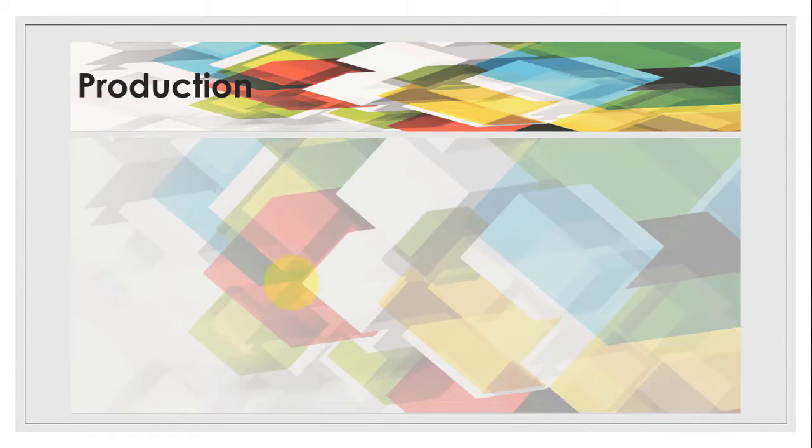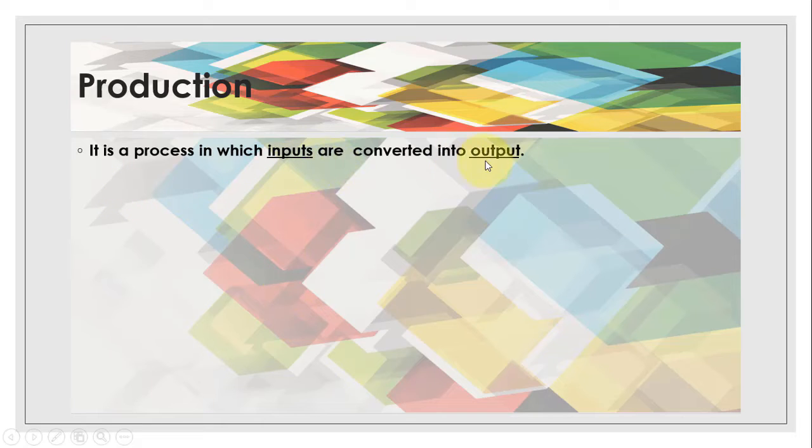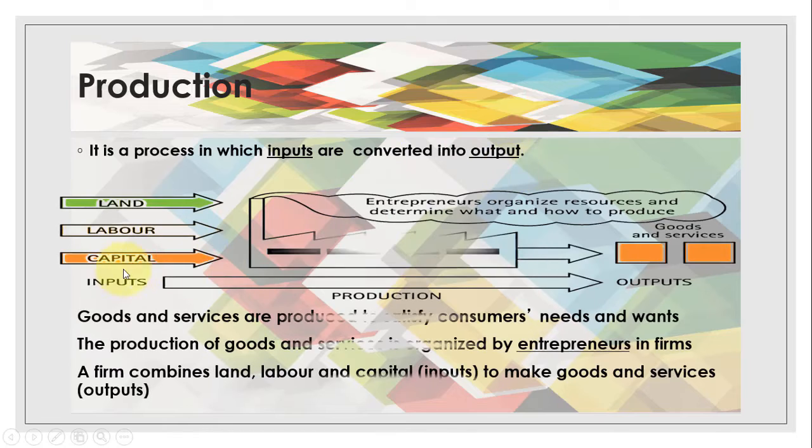Production. Production is a process in which inputs are converted into output. It is a very basic meaning. Goods and services are produced to satisfy consumer needs and wants. The production of goods and services is organized by entrepreneurs and firms. And what does a firm do? A firm combines land, labor, and capital to make goods and services.